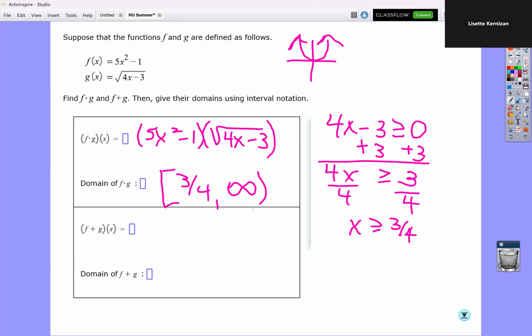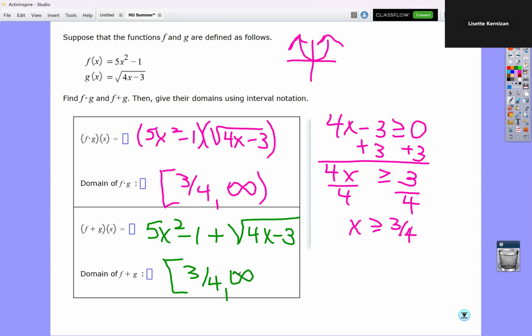When I'm adding, I'm going to do the same thing. I'm going to put my two functions together. And so I have 5x squared minus 1 plus the square root of 4x minus 3. Again, we can't put anything together. We leave it like this, and the same restriction applies. So our domain for this is going to be from 3/4 to positive infinity.